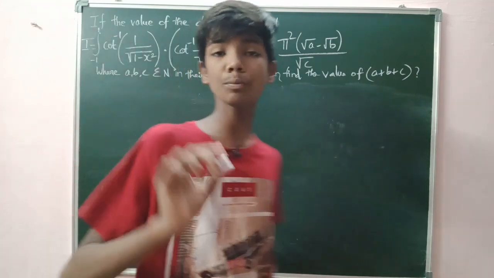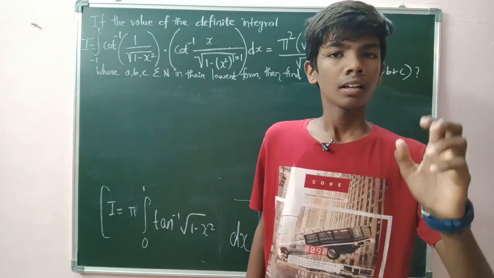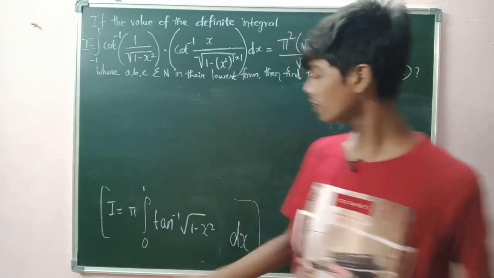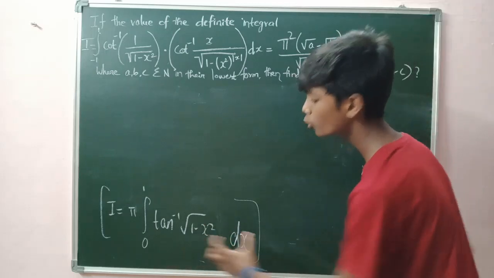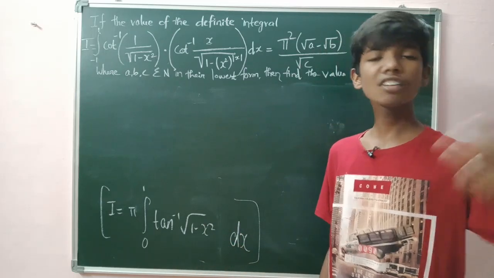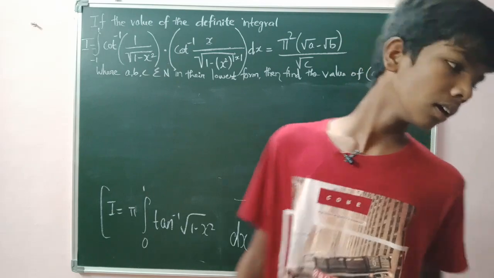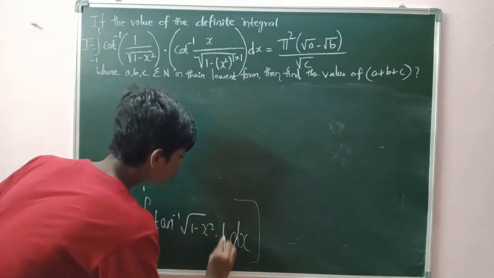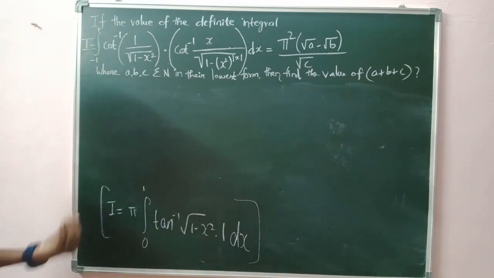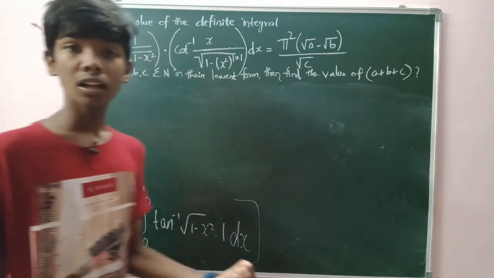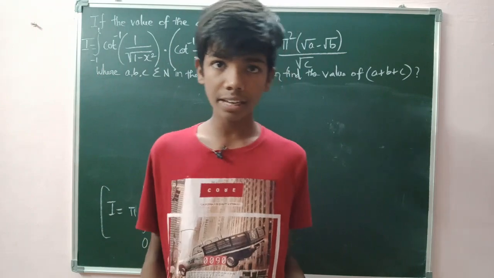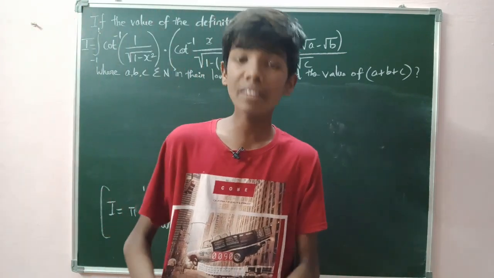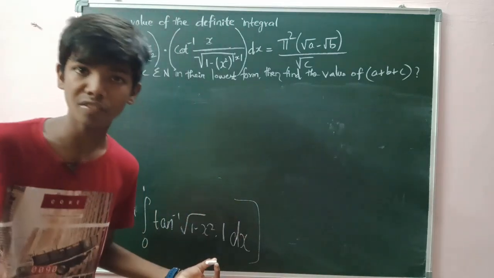I know you guys will ask me one question. We know that for by parts there must be two functions, but here there is only one function, that is tan inverse of root of 1 minus x square. So where is another function? People, this tan inverse of root of 1 minus x square can be written as times 1. Then it becomes two functions, because 1 is an algebraic function, right? When we come to the ILATE rule, we can say this 1 is an algebraic function.